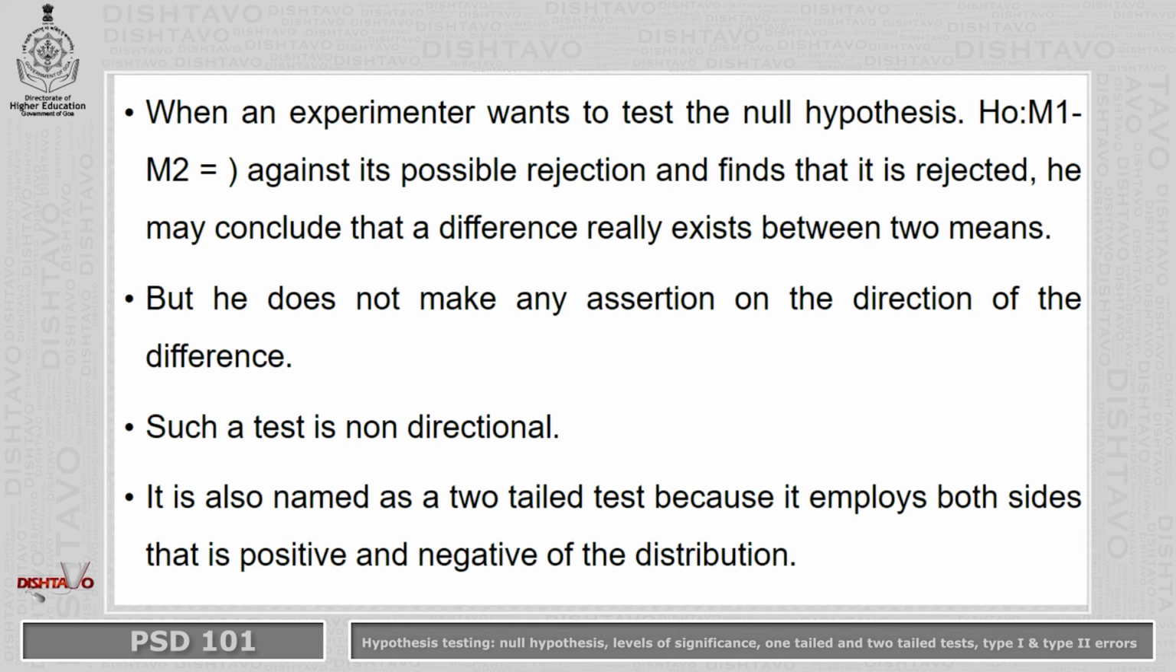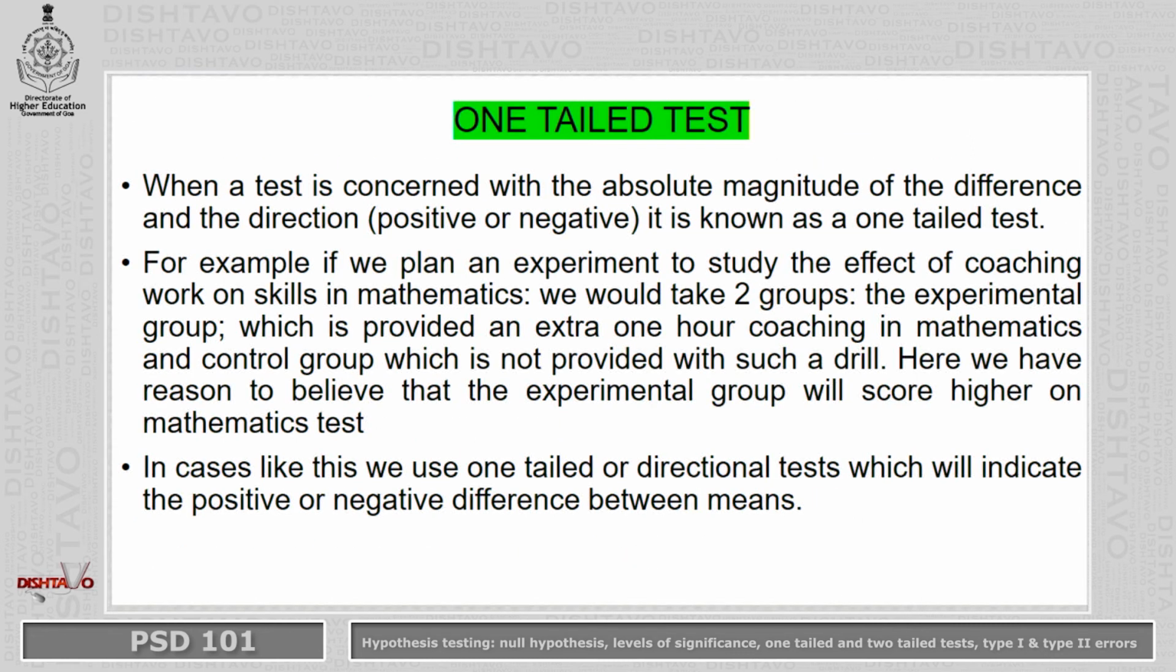So when an experimenter wants to test the null hypothesis, M1 minus M2 equals 0, against possible rejection, and then finds it is rejected, he may conclude that a difference may exist between two means. But he does not make any assertion on the direction of the difference. A two-tailed test is non-directional. It is also named a two-tailed test because it employs both sides, that is positive as well as negative, of the distribution. Just like we have a two-tailed test, we also have a one-tailed test.